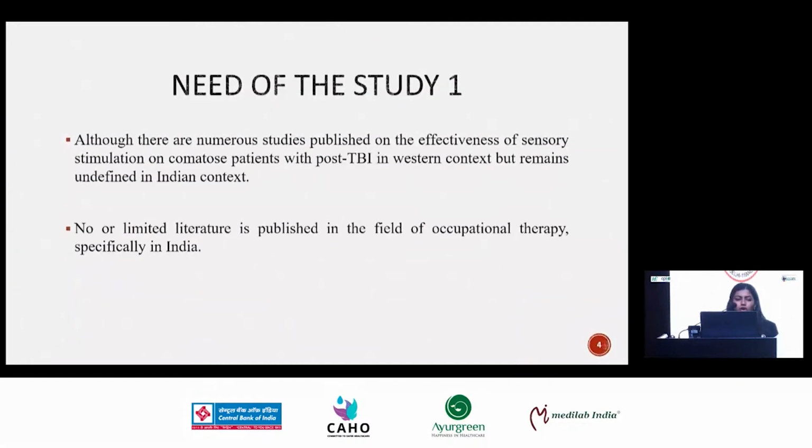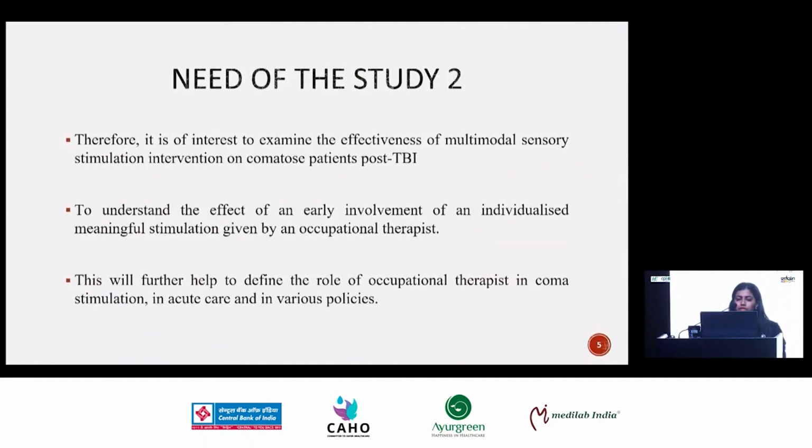Need of the study. Although there are numerous studies published on the effectiveness of sensory stimulation on comatose patients post-TBI in the Western context, it remains undefined in the Indian context, with no or limited literature published in the field of occupational therapy, specifically in India. Therefore, it is of interest to examine the effectiveness of multimodal sensory stimulation intervention on comatose patients post-TBI to understand the effect of an early involvement of an individualized meaningful stimulation given by an occupational therapist.